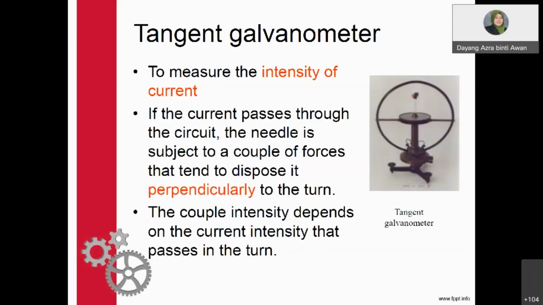Okay, so this is the tangent galvanometer. They follow the tangent rules. If the current passes through the circuit, the needle is subject to a couple of forces that tend to dispose it perpendicularly to the turn. So the couple intensity depends on the current intensity that passes in the turn. Okay, so this is how it looks.